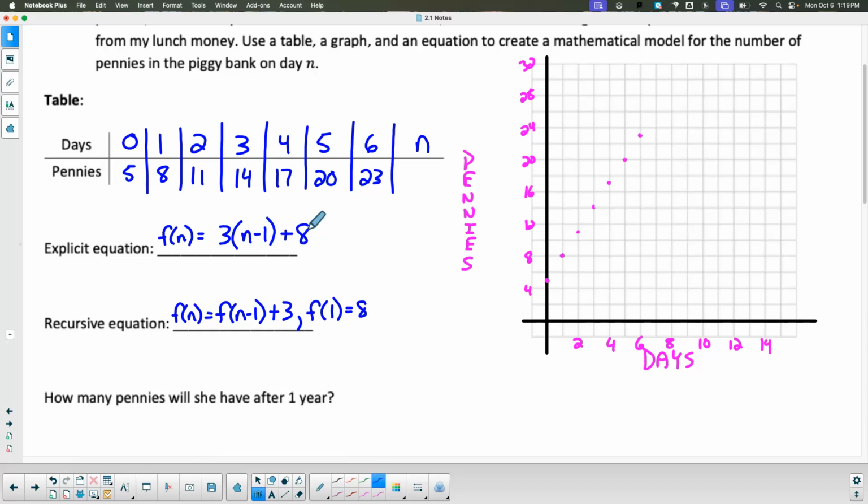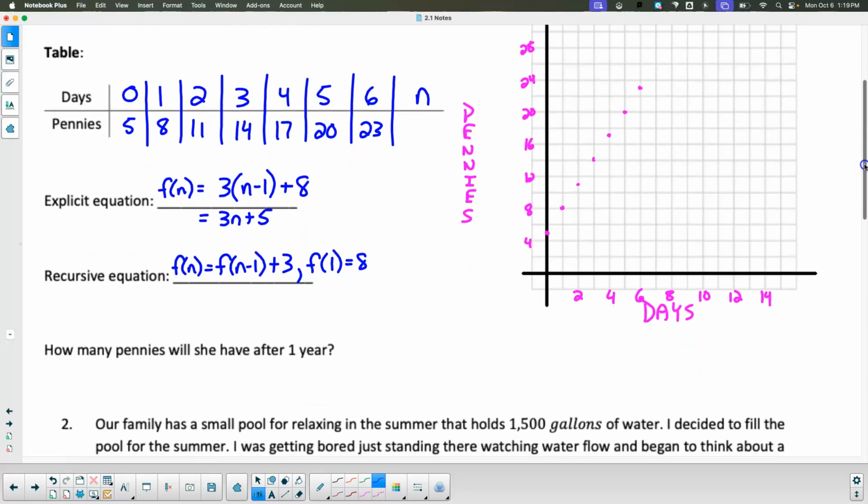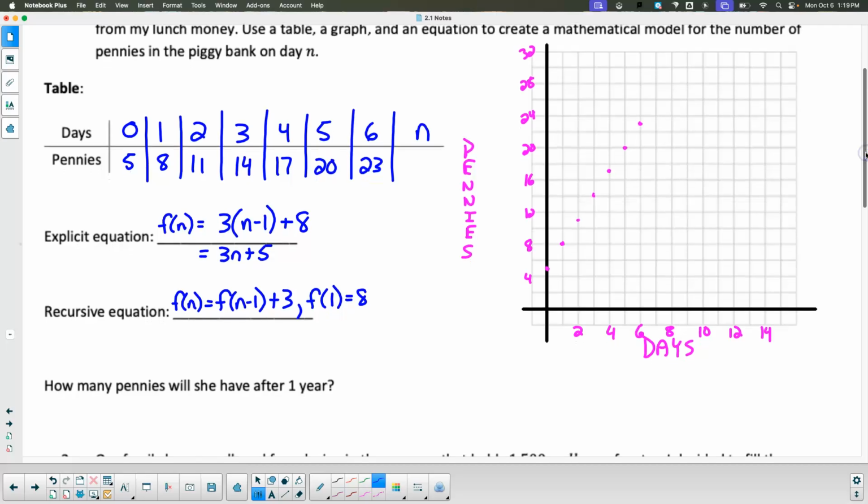Or, what else could it be? F of n equals 3n plus 5. Yep. We would put it in y equals mx plus b form, right? Now the next question says, how many pennies will she have after 1 year? Well, we're in days, right? How many days are in a year? 365, right? We'll go with a regular, normal, non-leap year. 3 out of the 4 are regular ones. So we would want to know how many pennies she's got after 1 year.